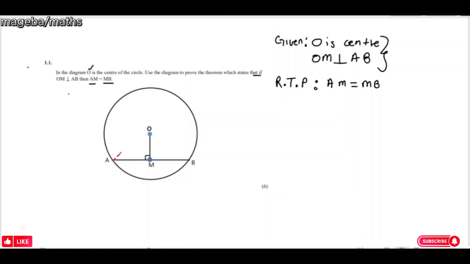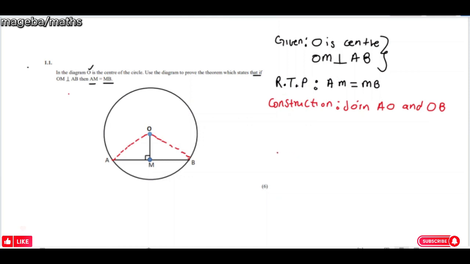Construction: I'll be joining AO and also joining OB. Now joining a line from a center to a circumference, another line from a center to a circumference, that's what we call a radius. See, these two lines are what? A radius. So my construction, we join AO and OB.